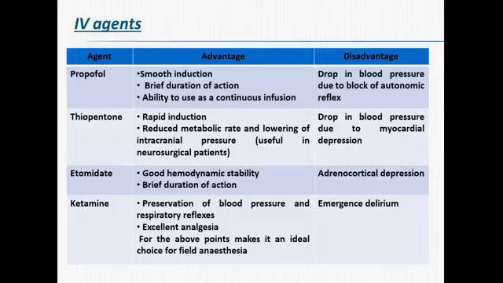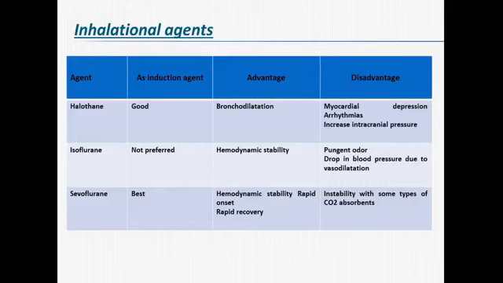Here we have the main hypnotic or anesthetic drugs used for induction with their advantages and disadvantages or side effects. The main anesthetic drugs are propofol, thiopentone, etomidate, and ketamine. Inhalational anesthetic drugs are halothane, isoflurane, and sevoflurane, and in this schedule we see the advantages and disadvantages of each inhalational anesthetic drug.